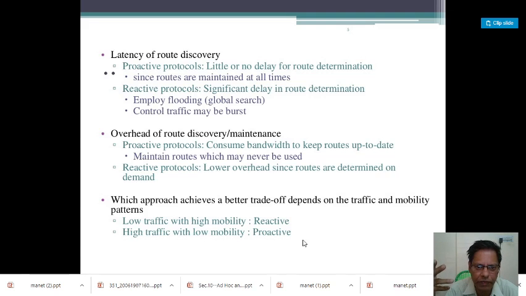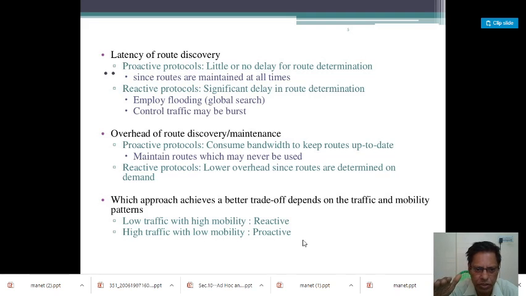Overhead of route discovery and maintenance: proactive protocols consume bandwidth to keep routes up to date, and maintain routes which may never be used. Reactive protocols have lower overhead since routes are determined on demand.